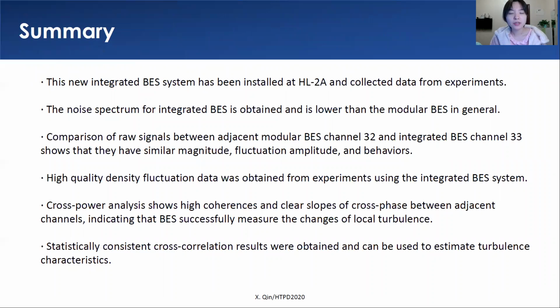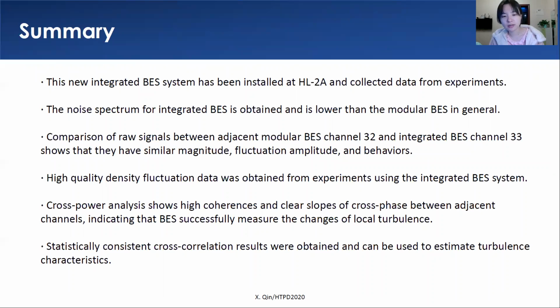Summary. This new integrated BES system has been installed at HL-2A and collected data from experiments. The noise spectrum for integrated BES is obtained and is lower than modular BES in general. Comparison of raw signals between adjacent modular BES channel and integrated BES channel shows that they have similar magnitude, fluctuation amplitude, and behaviors.